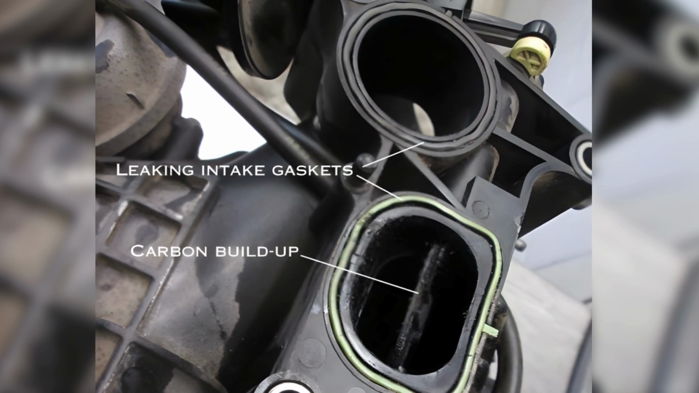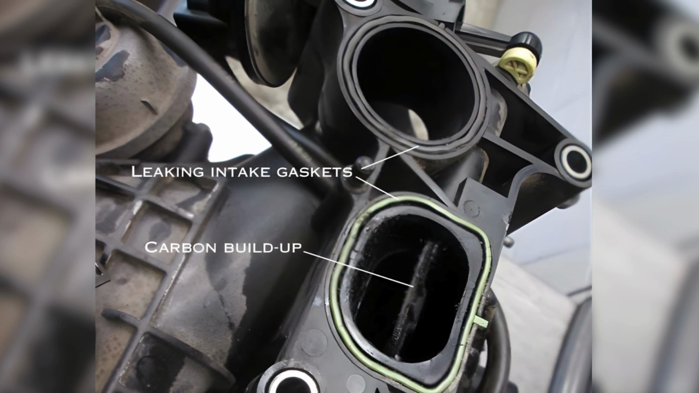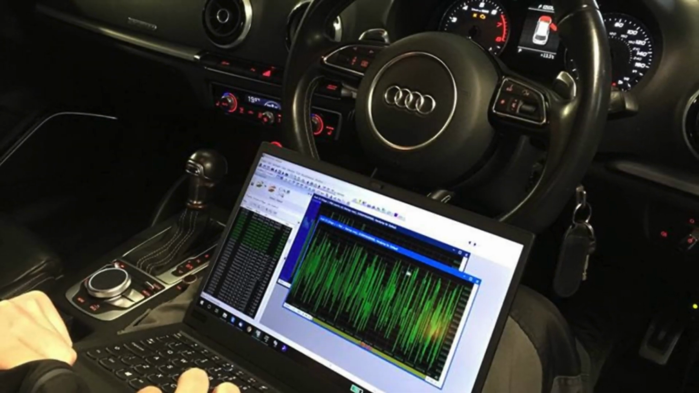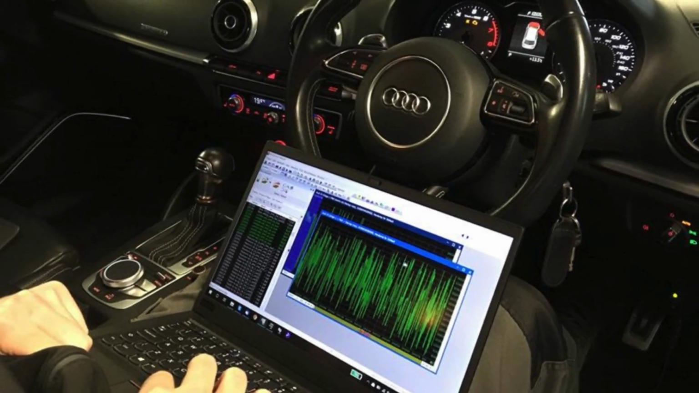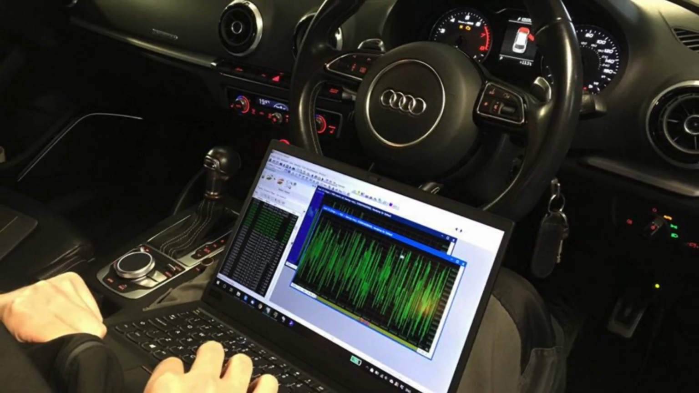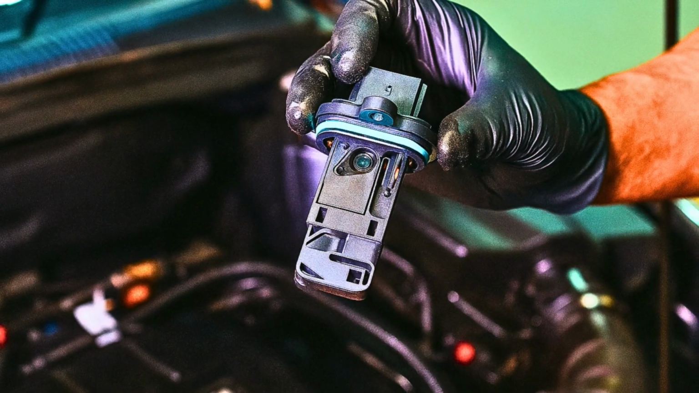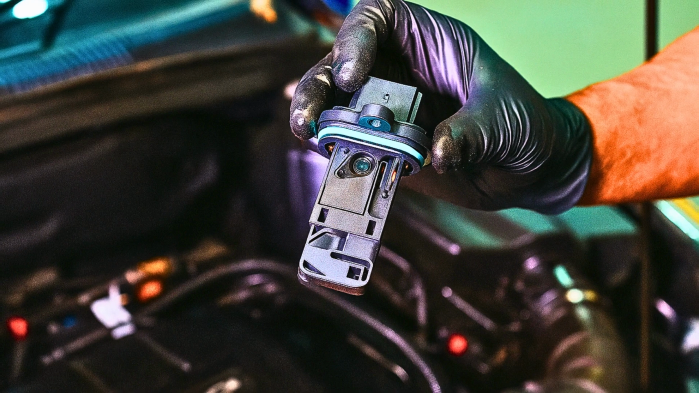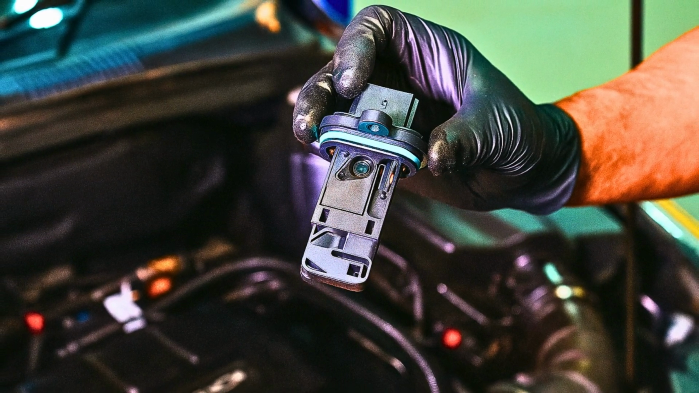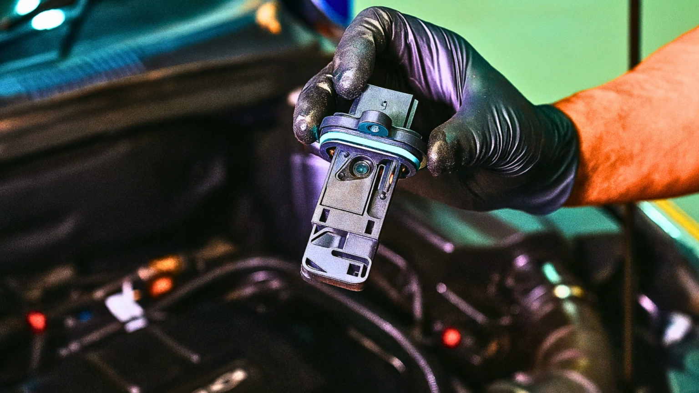When extra air sneaks into the engine without passing through the MAF sensor, the ECM thinks less air is coming in than there really is. That mismatch can instantly trigger the P0104 code. So if your MAF sensor looks clean and the wiring checks out, make sure to inspect the entire intake system for leaks. Even a tiny crack in the air hose can cause big problems for airflow readings.